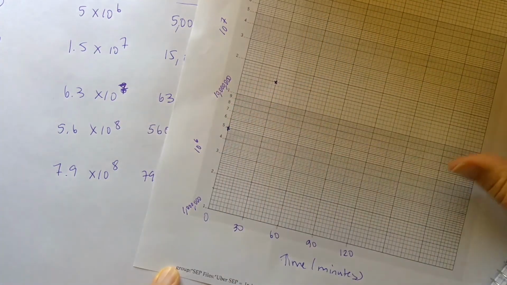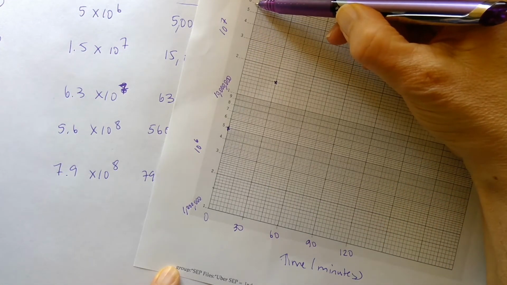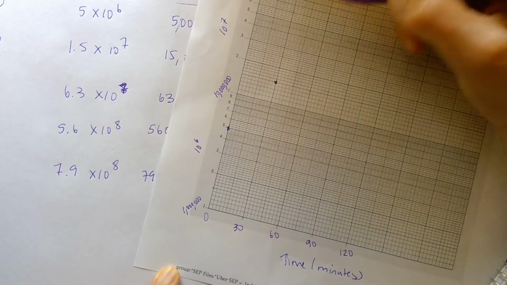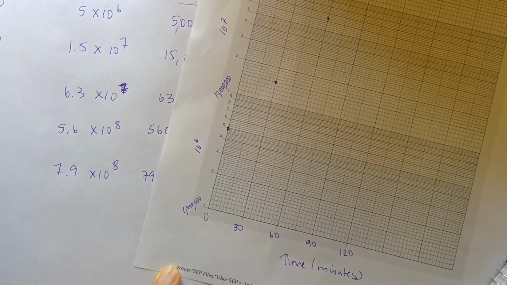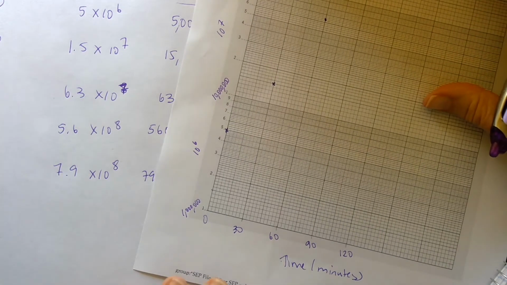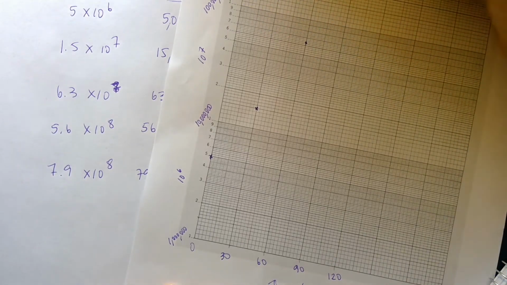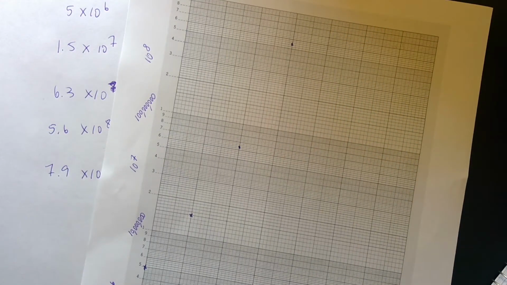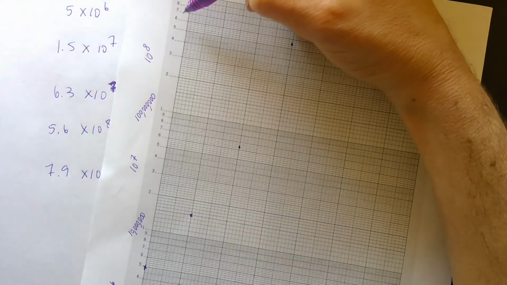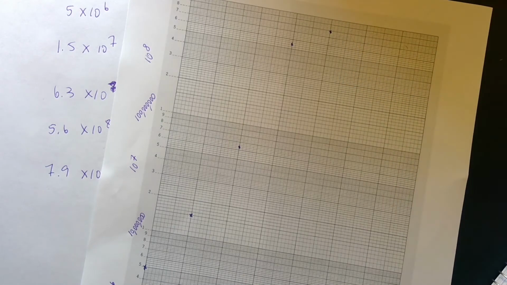Then we have 6.3 times 10 to the 7th. So 6 times 10 to the 7th is going to be all the way up here. Remember, we're doing 60 minutes, so we'll go up. And 0.3 is going to be about there. Next one is 5.6 times 10 to the 8th. So we're at 90 minutes. The 10 to the 8th region, 5 is there. So 5.6 is going to be, sorry about that, I'm off the page, all the way up there. And then the last one is 7.9 times 10 to the 8th. So here that'd be about right there. So we come across and label it right around there.